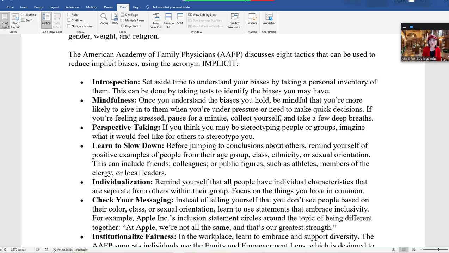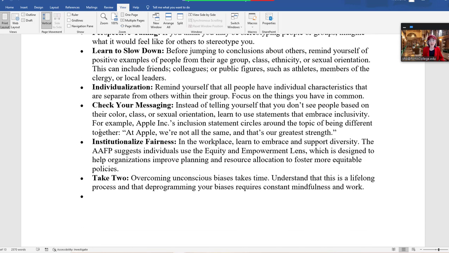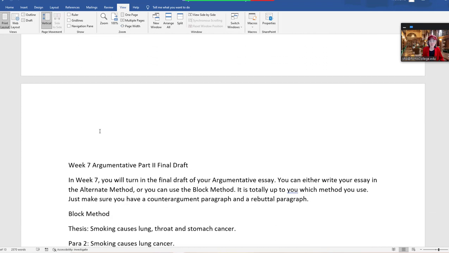Check your messaging. In other words, don't be prejudiced. Don't judge somebody you don't know. Get to know them first before you just look from afar and say, oh my goodness, that person's ugly, or that person's whatever it is, without getting to know that person. So bottom line is we need to get to know each other so that we judge each other from our hearts and not the color of our skin or how much we weigh. This is what Martin Luther King Jr. said. And also institutionalized fairness. In the workplace, learn to embrace and support diversity, which is designed to help organizations foster more equitable policies.